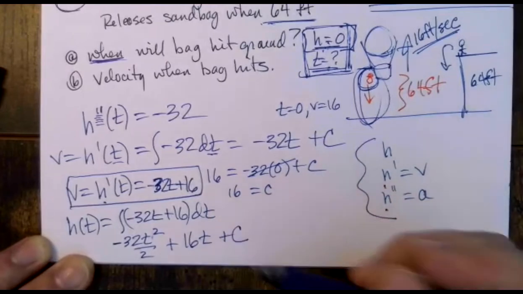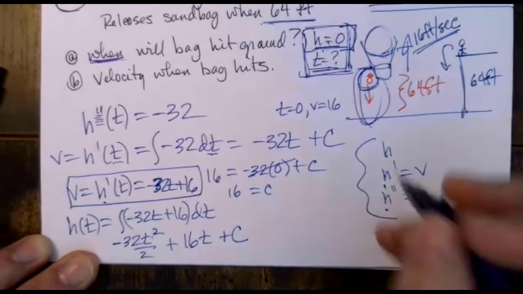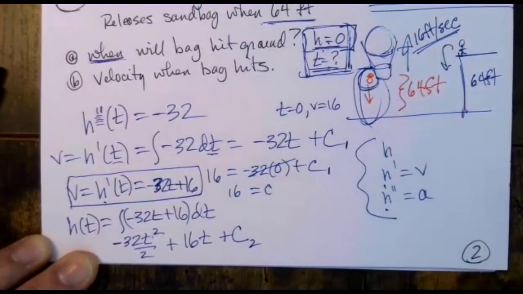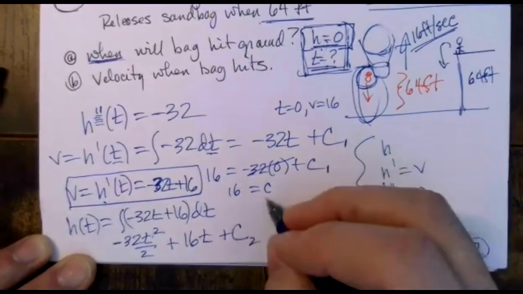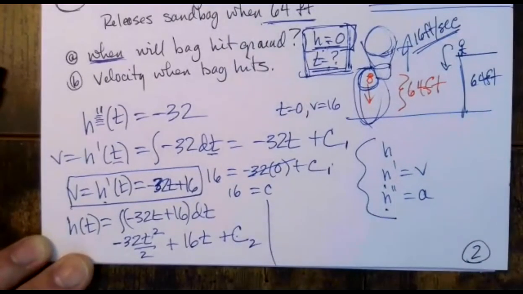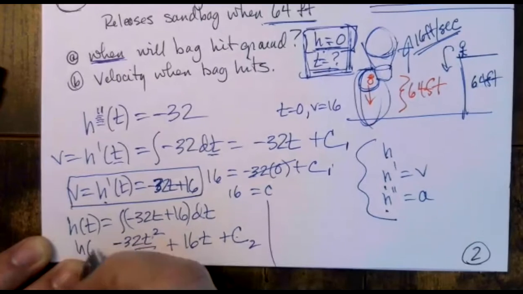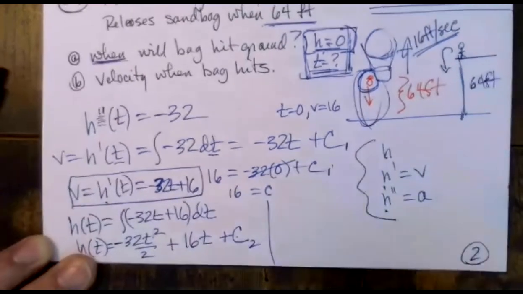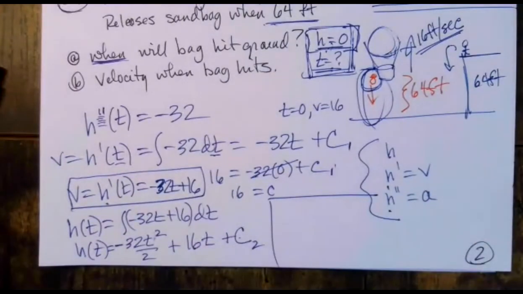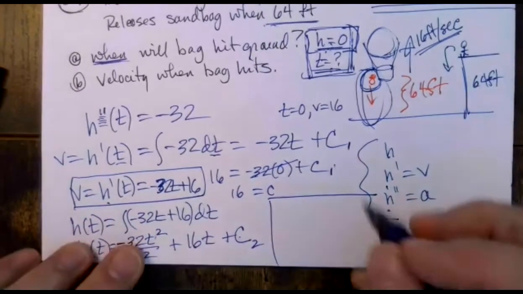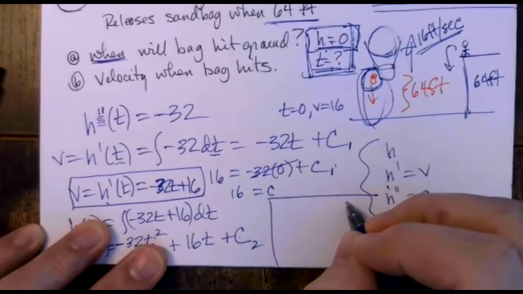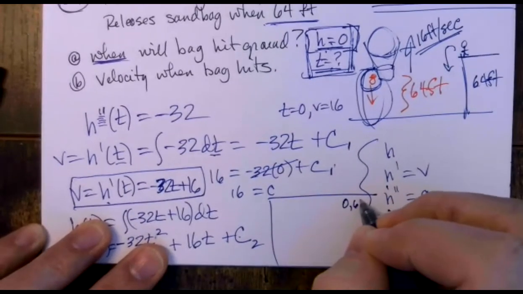Now, if these separate constants are bugging you, that they're different, then you can call this C1 if you want. You can call this C2. Nobody gets excited about that. Okay, just as long as you understand that these numbers are not the same C's. Okay, so this is now h. Well, what was the initial height? We know what the height was at time 0 because they said they let go of this 64 feet up. So when they let go of this, it was 64.